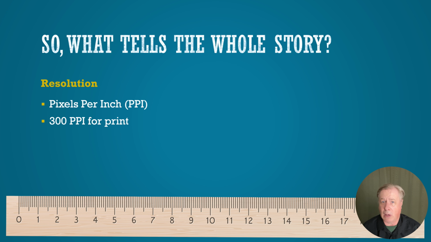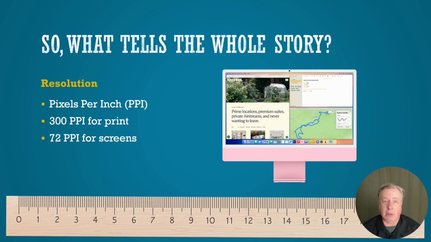For computer screens, we typically think of resolution as being 72 pixels per inch. But this hasn't been true for a long time. Screens have gotten much better. Even the least expensive iMac has a resolution of 200 pixels per inch.